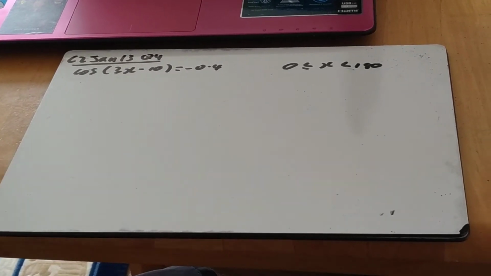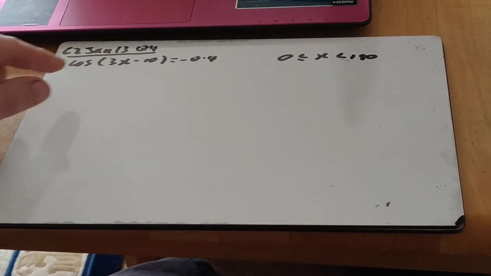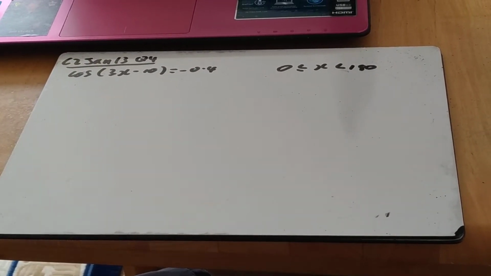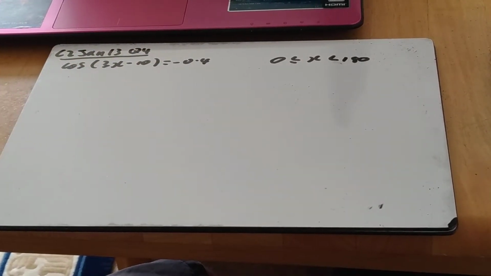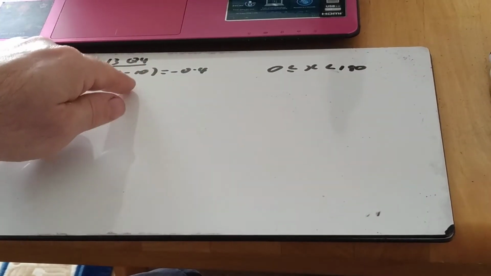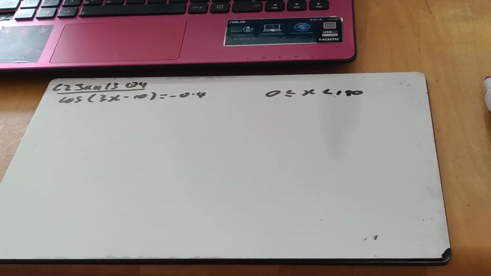Okay, we're going to look at, from this Core 2 paper, January 2013, question 4, one of these solving trig equations ones where it's, in this case, cos of a function equals a value. And just as important as the question to solve is the range of values for x that we're going to get our answer in. So in this case, x is between 0 and 180.